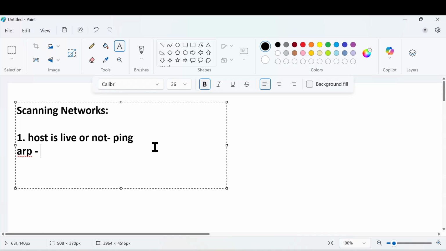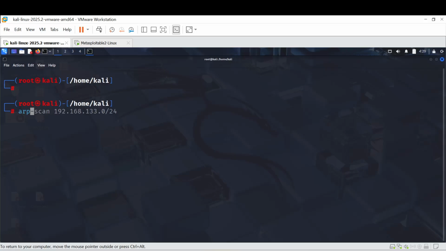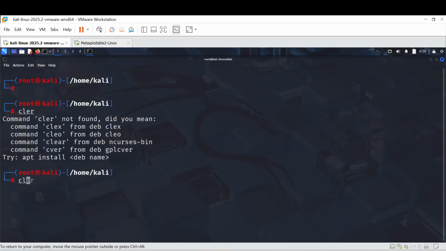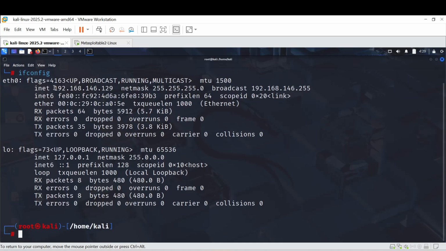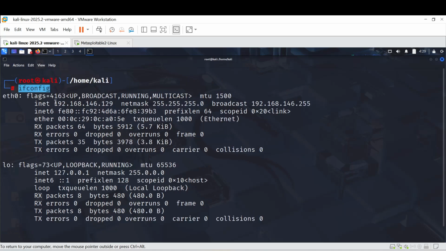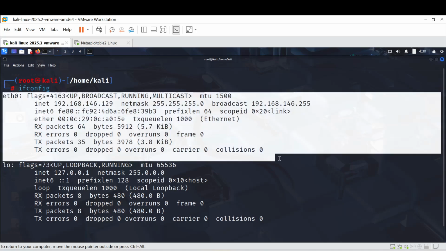So for that, we will be able to find the IP addresses of those devices and their respective MAC addresses, and that mapping will be done by the Address Resolution Protocol, which is going to broadcast itself and provide us the info. Now, for using it, first we need to discover the IP address range we are in, like in which particular network I'm sitting. And for that, I'm going to run ifconfig.